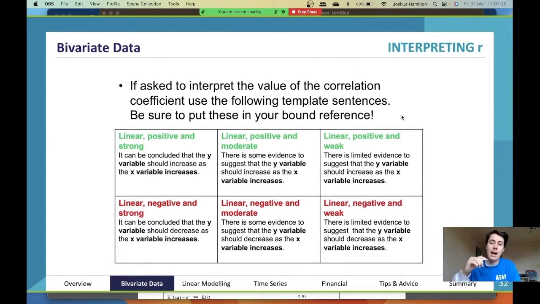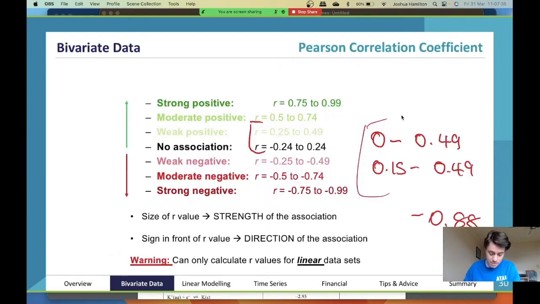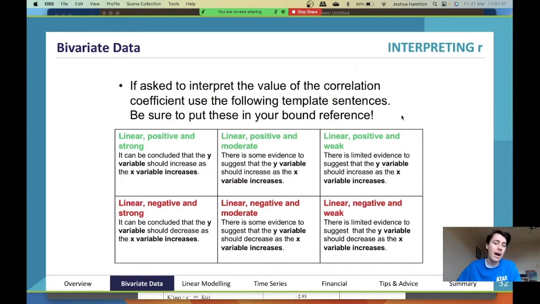And then here's a really good table about how to interpret R values as well. Obviously we discussed this, but this is where you can describe it, and you just change the bold words there. You say whatever the Y variable or whatever the X variable was, and you can quickly describe what's going on. This is a really good little table. I'd put this in your bound reference, summary book, whatever you like to call it, because it's a nice way of describing what's going on. So I'd recommend getting a screenshot of this or writing out this sort of content yourself.